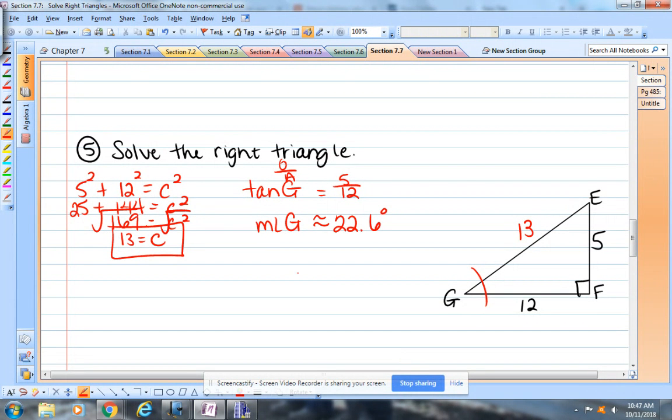So write it in there. This one's 22.6 degrees. How's the easiest way to find the third one? Subtract it from 90. You could add it with 90 and subtract from 180, or you know that these two have to make 90 and you can just subtract from 90. So the measure of angle E is going to be 90 minus 22.6 degrees, which is what? 67.4 degrees. Technically, it should say approximately since I rounded that first one.